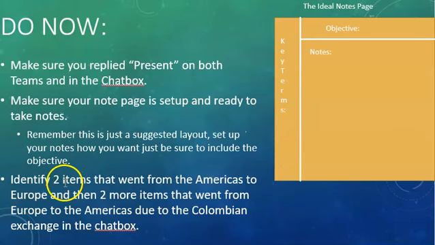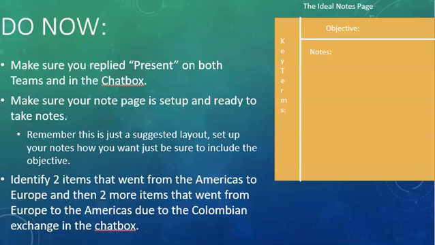If you're just ignoring them. Now, identify 2 items that went from the Americas to Europe, and then 2 more items that went from Europe to the Americas due to the Columbian Exchange. You don't have a chat box to do this in, but if you can do me a favor and think about it, make sure you remember them. We're going to come back to those later.